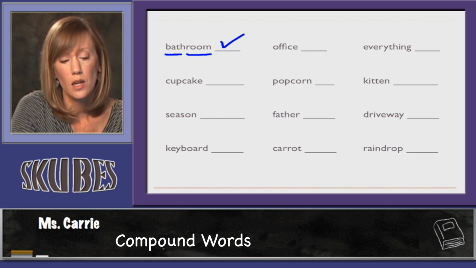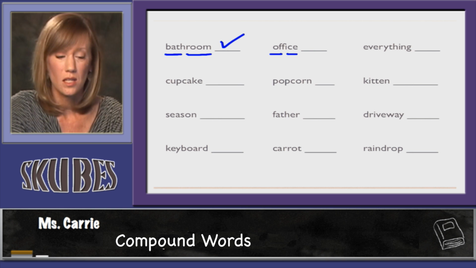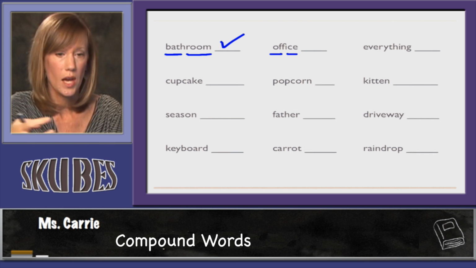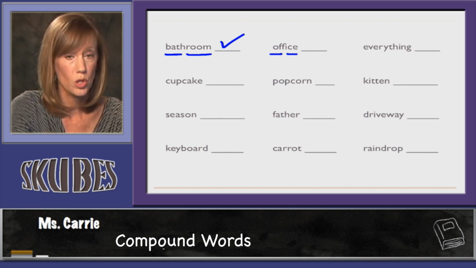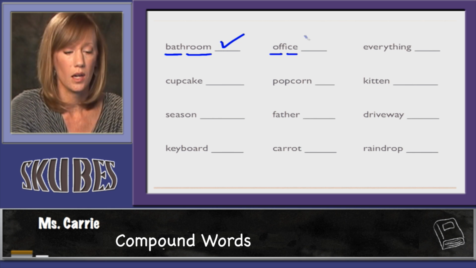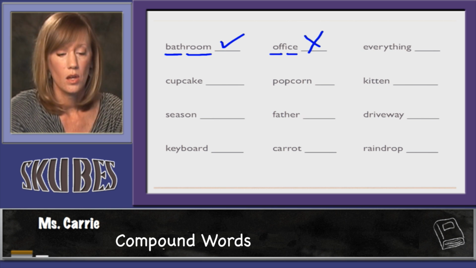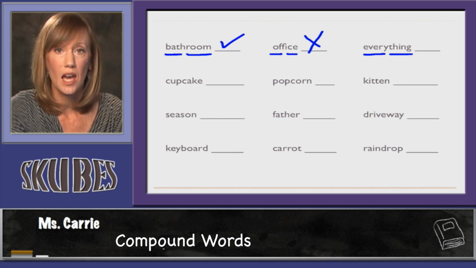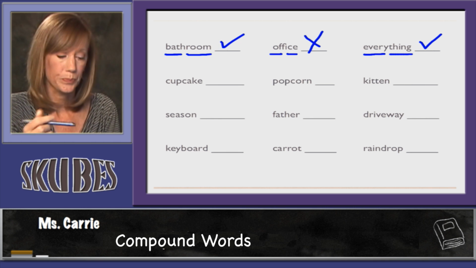The second word here, office, well, off is a word, and we could say that ice is a word. But when we put those two words together, that's not forming a meaning of a new word that has anything to do with those two words, so that is not a compound word. This next word, everything, we have every and we have thing. When we put that together, it makes everything, and that makes sense. That would be a compound word.